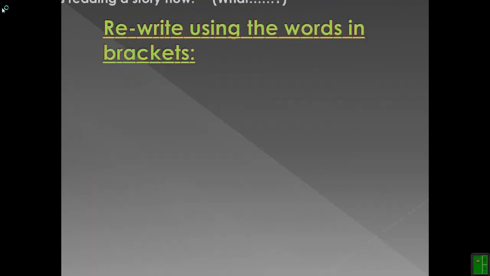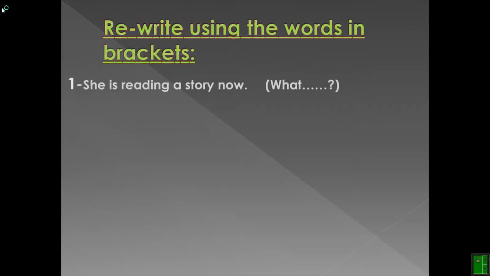Here is a quiz to evaluate your understanding of the grammar lesson. So let's start. Rewrite using the words in brackets. Number 1, she is reading a story now. Use what. Alright, so here we use what to ask about what? A story. Very good. So how can we make this question? Excellent, yes. What is she reading?